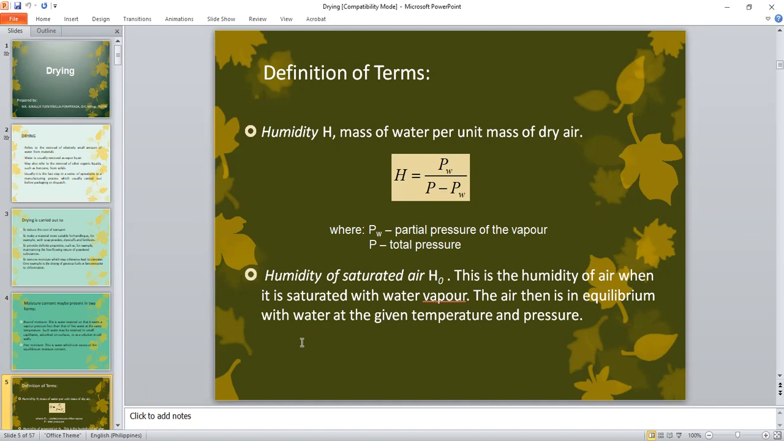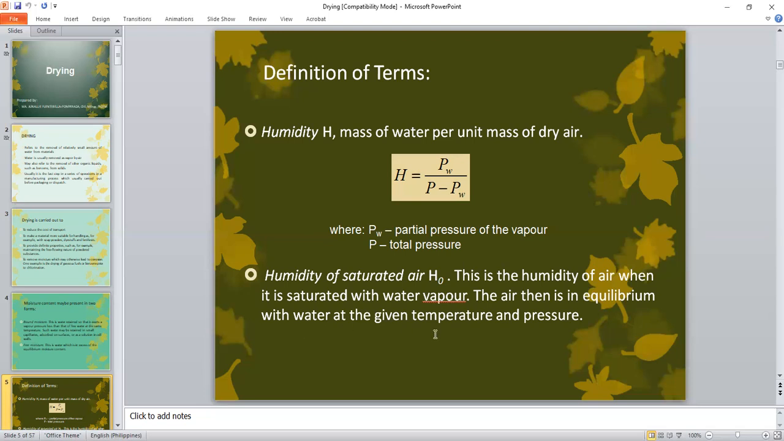Now, in this set of slides, I'm using Colson again. So humidity is represented as capital letter H with a specifying subscript to distinguish one particular type of formula from another. Okay? So humidity H is the mass of water per unit mass of dry air. So the water vapor content divided by the mass of dry air that contains it is your humidity.